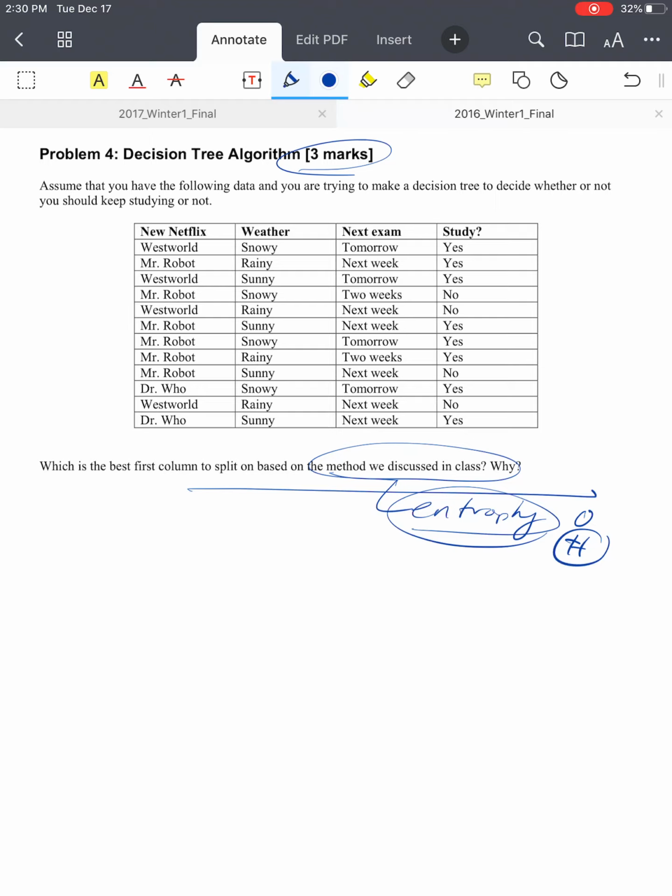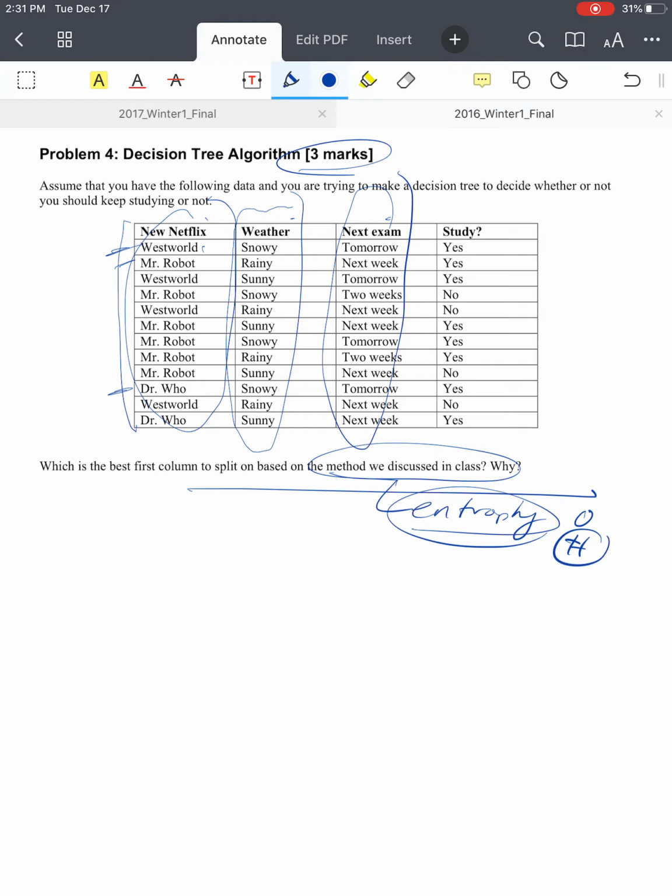Okay, so let's visually check. New Netflix, weather, exam, Westworld. Oh, a new season's gonna come. Mr. Robot. Oh, these are really good shows. Doctor Who. Oh, it's awesome. Okay, so on visual check, no single column is all monotone. They are kind of all heterogeneous. They all have different answers.